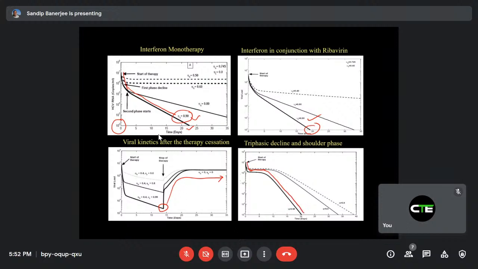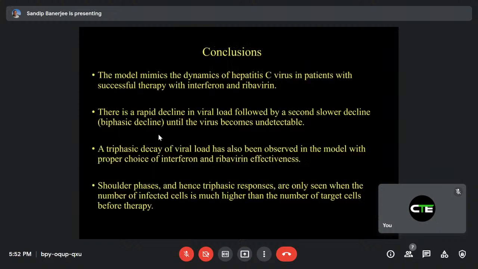So as I told you, the aim of this was to capture the dynamics that was seen in humans. So this model is able to capture those kind of dynamics. And now if you want some future prediction, that can be done with the help of this model. So the take-home message is that this model is able to capture most of the dynamics that is shown in the human, and basically the biphasic decline, the triphasic decline, the shoulder phase, and so on. So we are happy with this particular model.